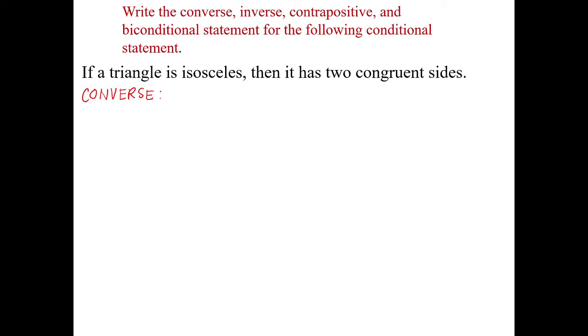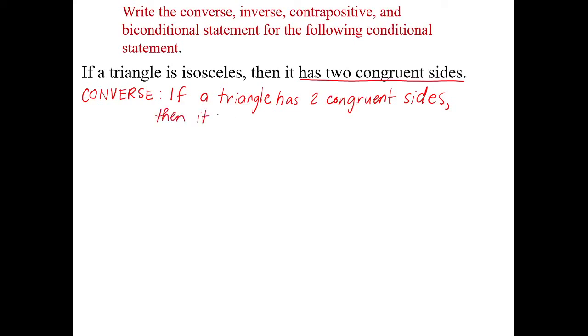If a triangle has two congruent sides, then it is isosceles. Okay, correct. That's totally right. Interchange. Let's go to the inverse.